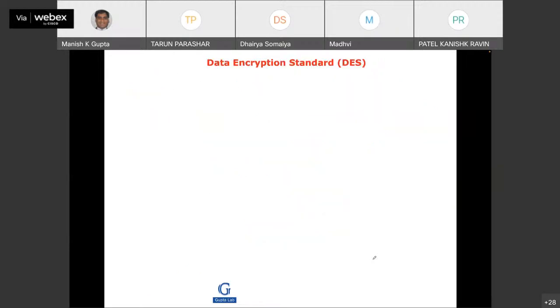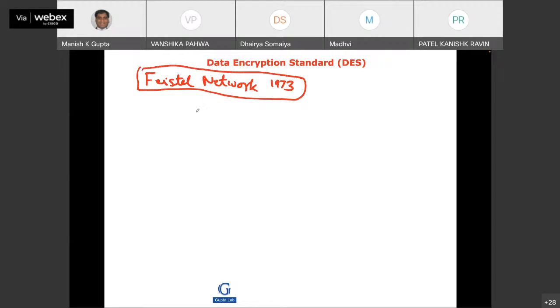So now, the Data Encryption Standard. Actually, it is based on a network known as the Feistel network. This was invented in 1973. It's an interesting thing. I should mention that several block ciphers are based on this structure.